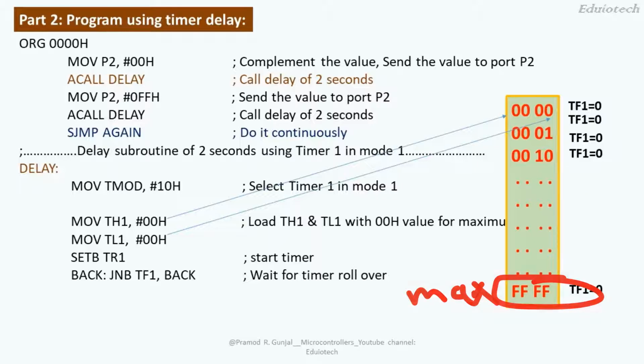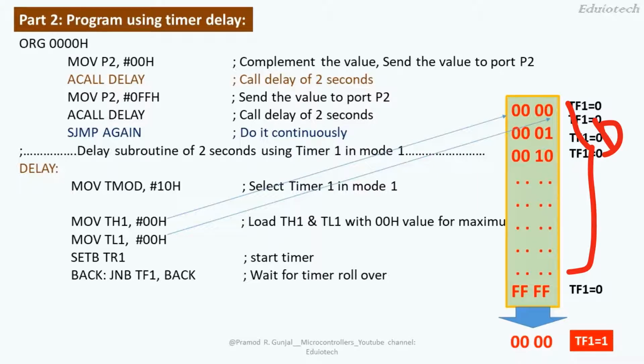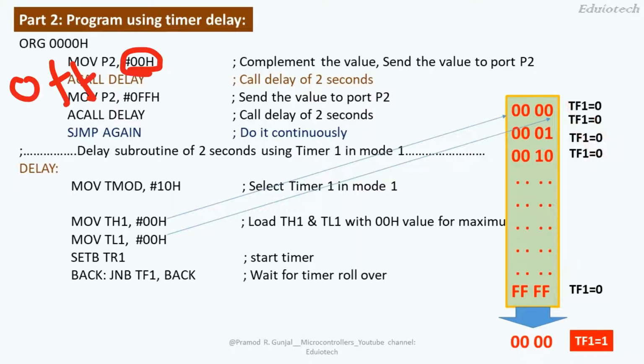For that we use the instruction JNB, that is jump if bit not set to the relative address. The controller will check the timer value for every increment, whether it has reached the maximum and the timer flag has been raised. Till that time we will stay here. Ultimately we have generated a delay, and for that duration the same value will be on port P2. Once timer flag TF1 gets raised, it indicates that the timer reached the maximum count and it rolls over to the initial value.